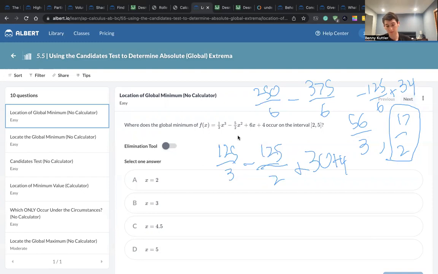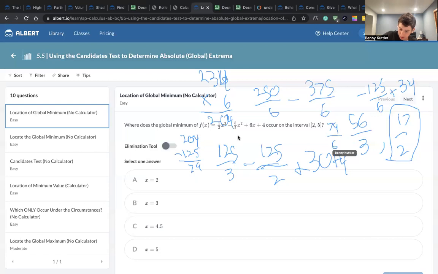And you could calculate this, but actually, you do need to calculate it. So 34 times 6, we're just going to use regular multiplication because we don't get to use a calculator. 4 times 6 is 24, so 204. And then we do 204 minus 125, which is 79 over 6.